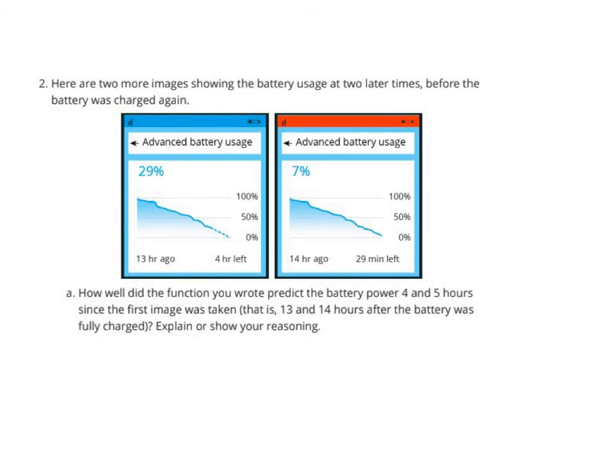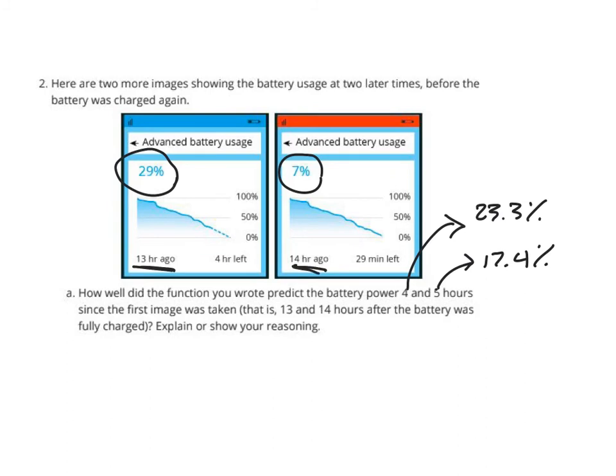Okay, here are two more images showing the battery usage at two later times before the battery was charged again. How well did the function you wrote predict the battery power for 4 and 5 hours since the first image was taken? So here, I think we had 23.3%. I have to go back and double check. And here we had 17.4%. I'm going to go look. And if we look here, we're at 29% for 13 hours and 7% for 14 hours.